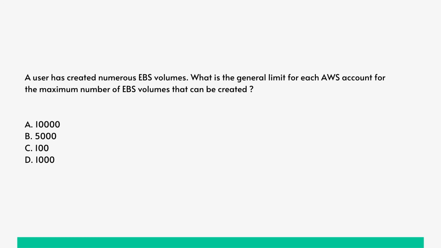Question: a user has created numerous EBS volumes. What is the general limit for each AWS account for the maximum number of EBS volumes that can be created?